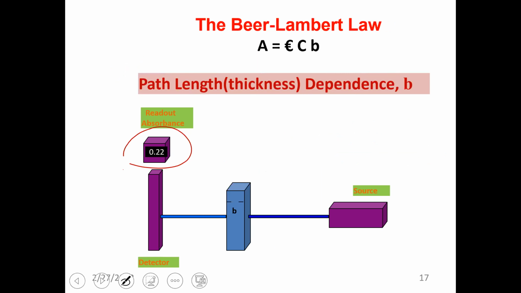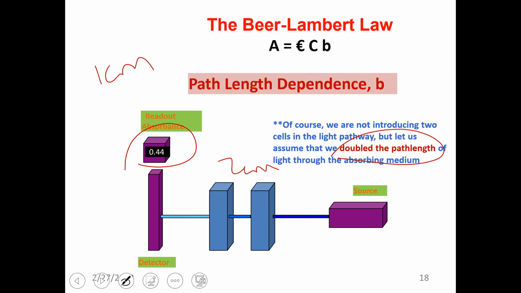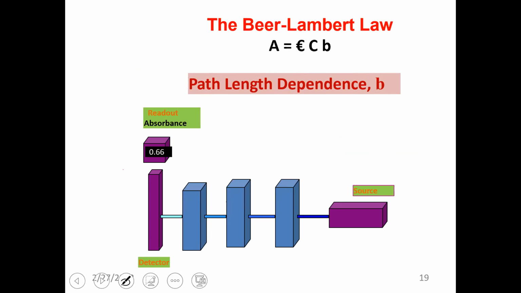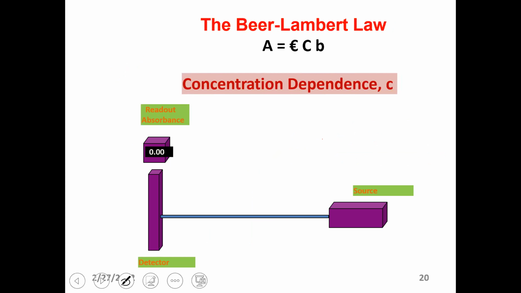So previously it is 0.22 with 1 centimeter, and now it is 0.44 with 2 centimeter. And obviously it goes to 0.66 with the 3 centimeter, because you're tripling the thickness. So thickness is directly proportional to absorbance. That's what Lambert's law tries to relate. And the next scenario is about the concentration dependence.